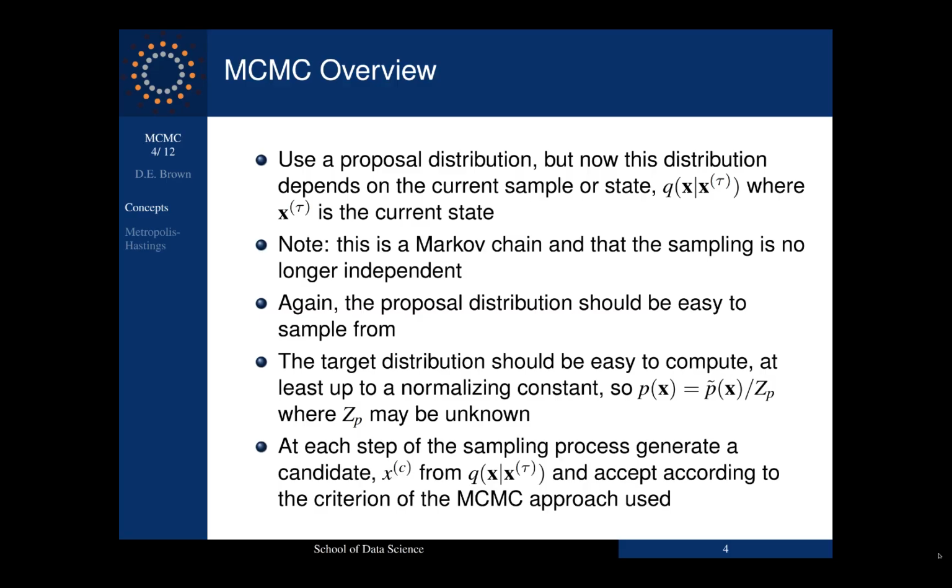At each step in the sampling process, we generate a candidate, just as we saw before in Monte Carlo sampling. In MCMC, we're going to do this, but now we're going to generate it based upon this conditional distribution. So unlike before, where the generating distribution was the same throughout all sampling, in this case, it's going to depend on the state where we currently are in our sampling process. So that we represent by this conditional. The conditional sampling from x depends upon where we are currently, which we denote by x tau. And we will accept according to the criterion of the approach.